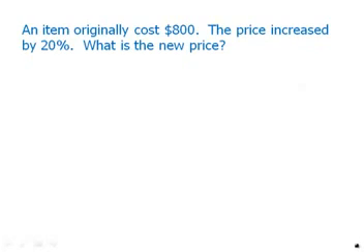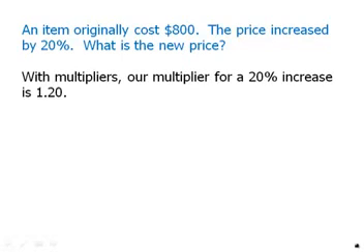An item originally cost $800. The price increased by 20%. What is the new price? So all we have to do is take 800 and multiply it by the multiplier for a 20% increase. 20% as a decimal is 0.2, so the multiplier would be 1.2. So this would be 800 times 1.2. And of course we can just multiply that out and get 960.